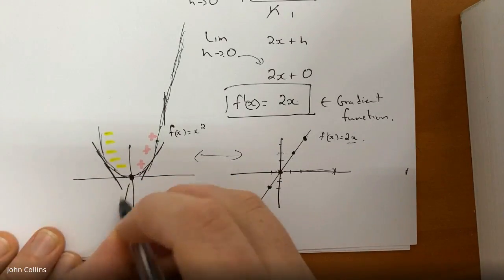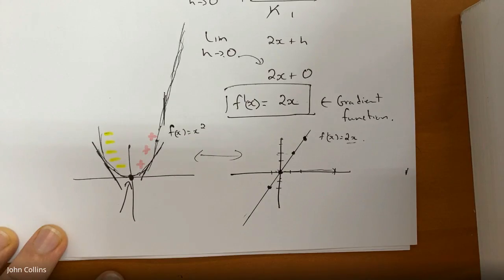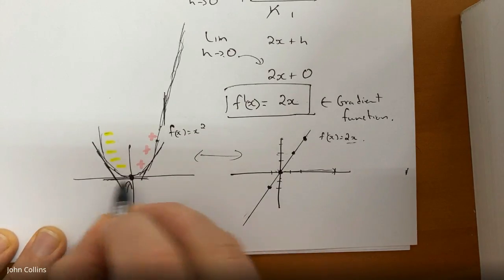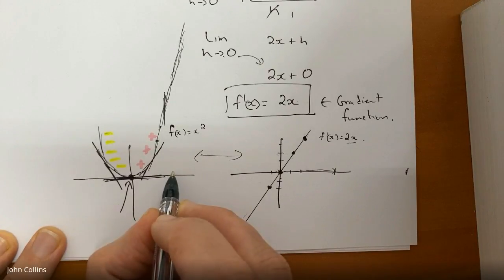At this point, does anyone know what that point is called? Vertex, origin. It's called a vertex in a quadratic. What's it called when we're talking about, well, obviously, the gradient at this point is 0, isn't it?